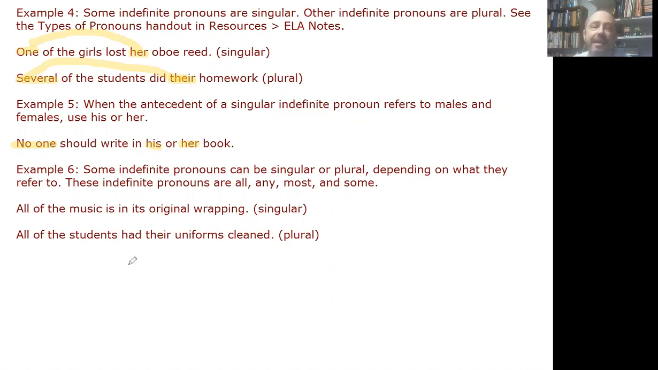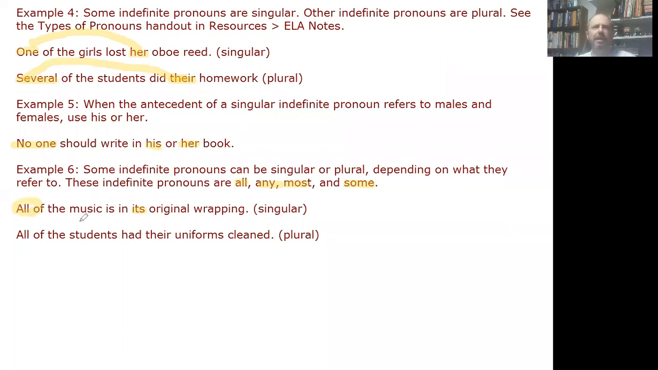For example 6, some indefinite pronouns can be singular or plural depending on what they refer to. And these indefinite pronouns are any, all, most, and some. Okay, so all of the music is in its original wrapper. That's my pronoun, and it refers back to all. And all here is singular.